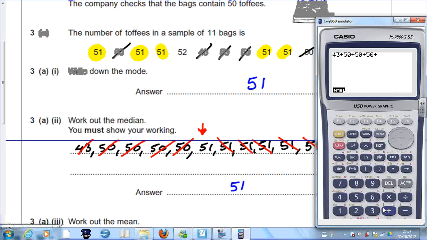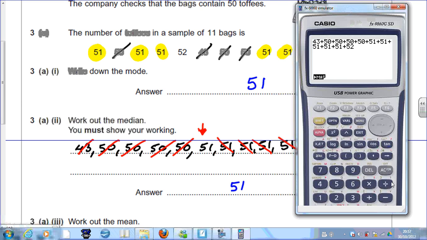Now, I haven't a clue why that minus sign appeared there. Let's just get rid of that. And now, we press execute, and there's a total 550. Let's make that a bit bigger. No, that's better. So work out the mean. So the total is 550.